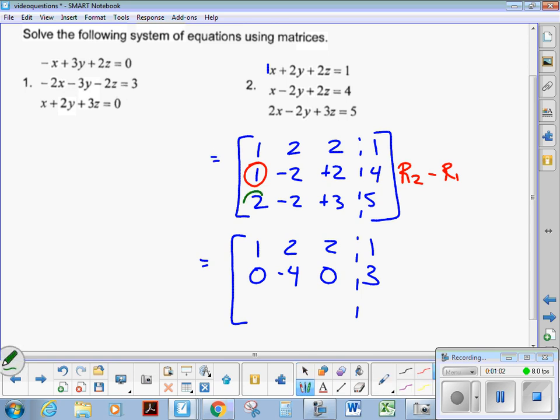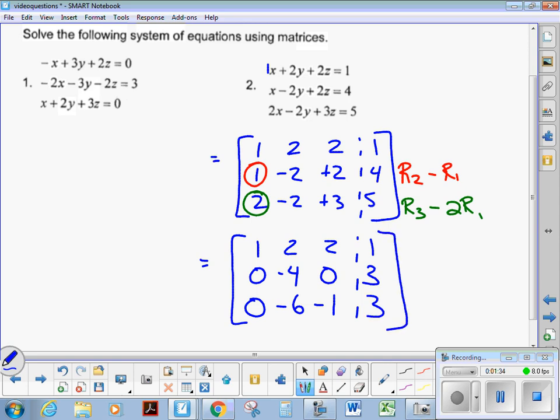Going back up here, I want that to be a 0. So I need to do row 3 minus row 1. Oops, that's not going to work, is it? We've got to multiply row 1 by 2. Try that. 2 row 1. So 2 take away 2 would be 0. Negative 2 take away 4 is negative 6. 3 take away 4 is negative 1. 5 take away 2 is 3.